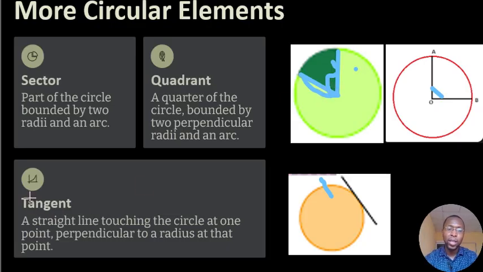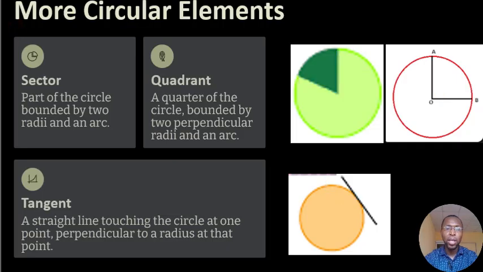And lastly, we have what we call a tangent. A tangent is a straight line touching the circle at one point, perpendicular to a radius at that point. So this is a tangent. It's a straight line that touches the edge of a circle, and then it is perpendicular. When we say perpendicular, we mean at 90 degrees to the radius of the circle. We see that I've drawn it now, so it's at 90 degrees to the radius of the circle. So these are the major components or parts of a circle that we need to know.